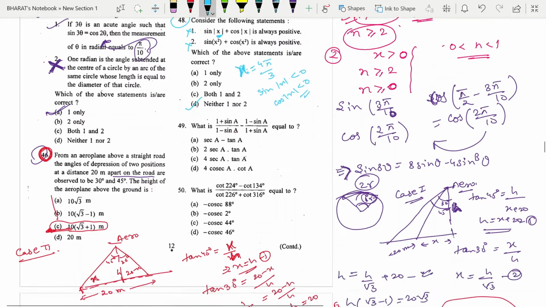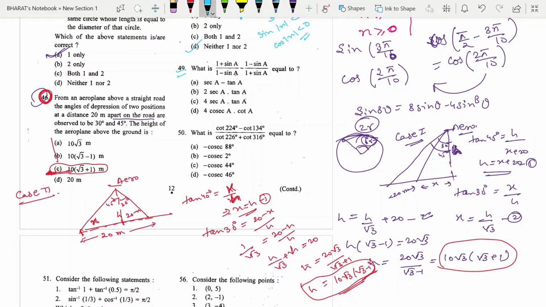Neither 1 nor 2. Moving to question number 49, it says (1 plus sin A) upon (1 minus sin A), given as an expression in sin. If you know the direct formula, you can apply it here. But if you don't know the direct formula, there is a small thing we can do.